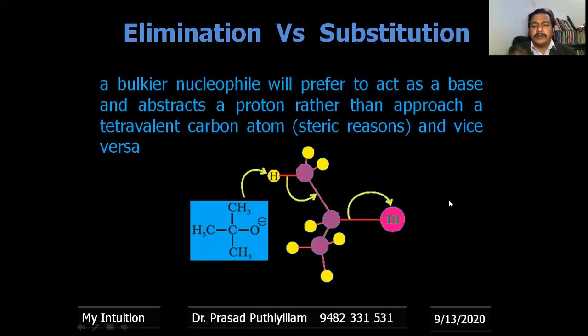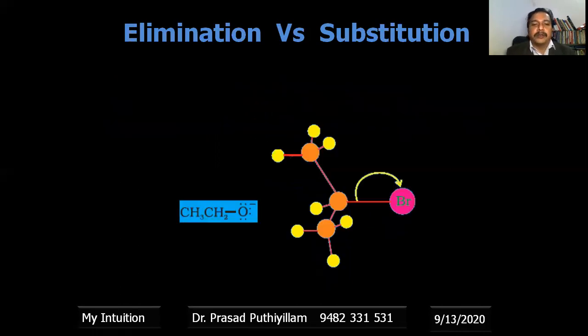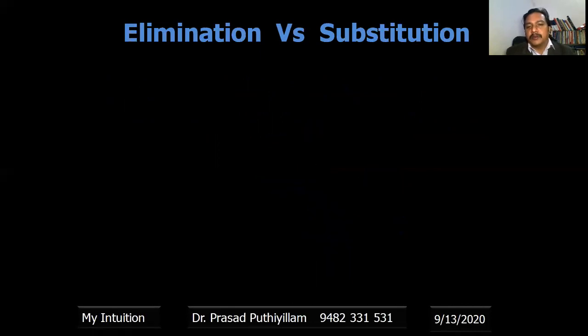I am not going into detail, as that is outside the topic of interest. This is due to steric reasons, and even vice versa. If steric reasons are not there, say this is a smaller nucleophile, it can easily reach the carbon containing the bromine. Therefore the attack takes place, and it will be a substitution reaction.